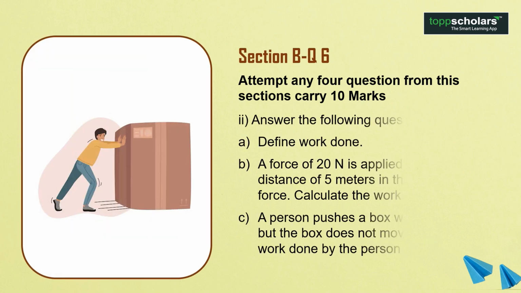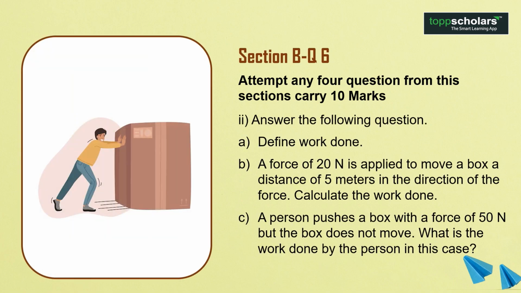Let's have a look at the new question now. It says answer the following question. Define work done. A force of 20 Newton is applied to move a box at a distance of 5 meter in the direction of the force. Calculate the work done. A person pushes a box with a force of 50 Newton, but the box does not move. What is the work done by the person in this case? The figure is given to us. This question is asked for 3 marks.